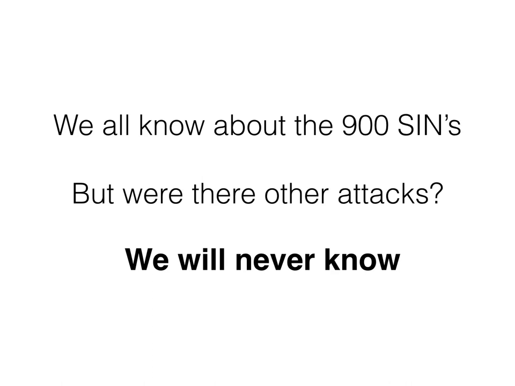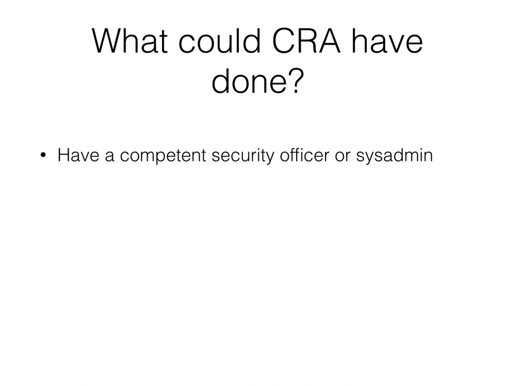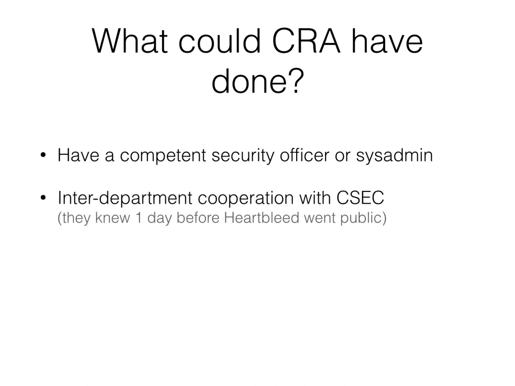Speaking back to everything is broken, this is how screwed we are. And this is why we need mechanisms in place. So what could the CRA have done? They could have had a competent security officer or system admin. They could have had interdepartment cooperation with CSEC, our spy agency and the agency responsible for establishing cryptographic methods for military action and such. They knew one day before the news fell.